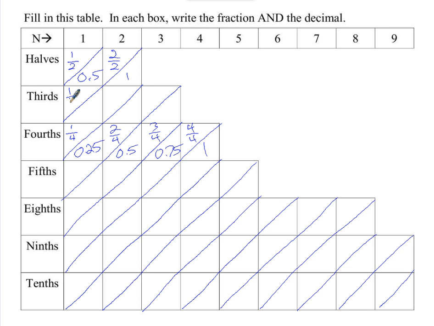We have thirds is 1/3, fourths is 1/4, fifths is 1/5, eighths is 1/8, ninths is 1/9, tenths is 1/10, and we also have the decimal version of each of those. 0.3 repeating, 0.2 for 1/5, 0.125 for 1/8, 0.1 repeating for 1/9, and for 1/10 we have just 0.1 not repeating. Go ahead and fill in the rest of this table.